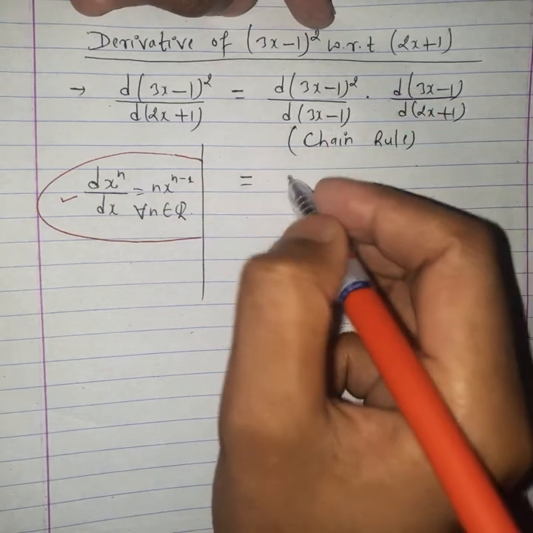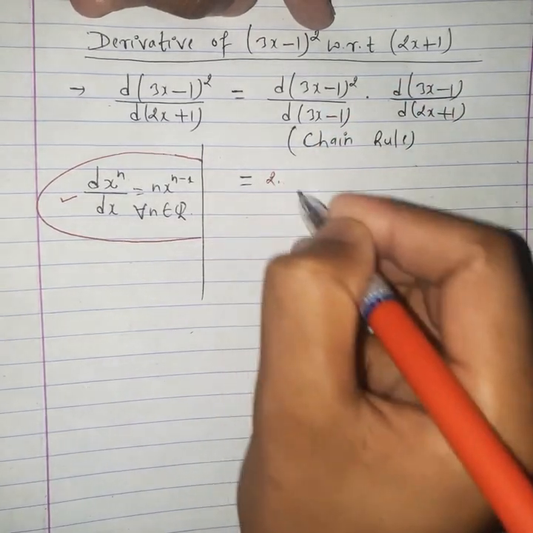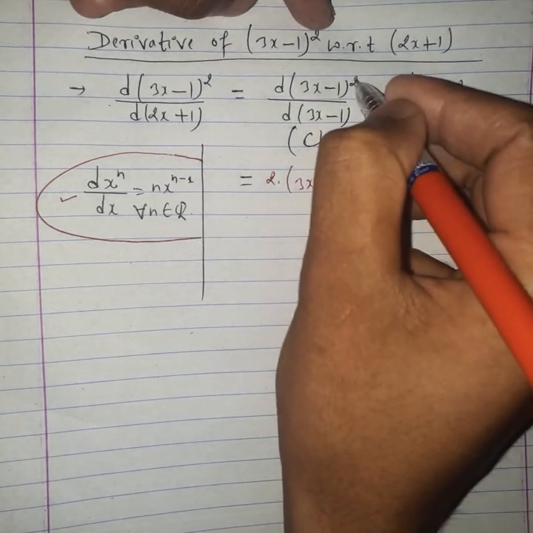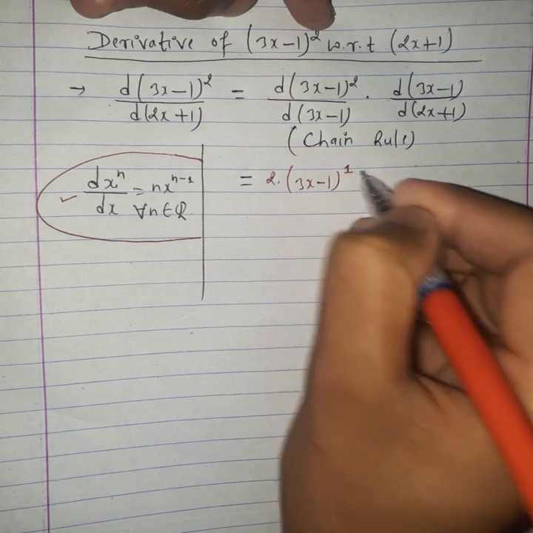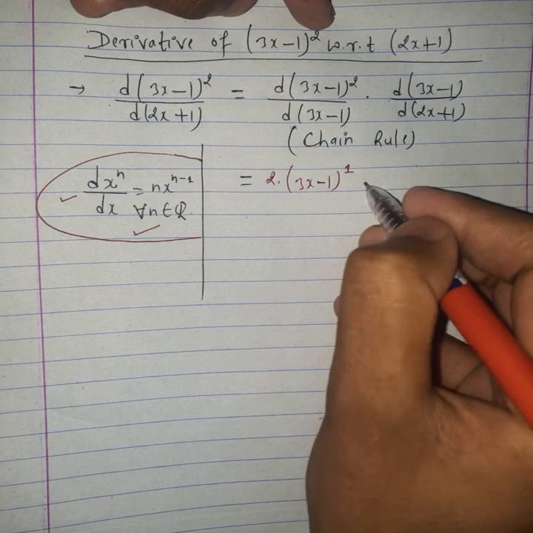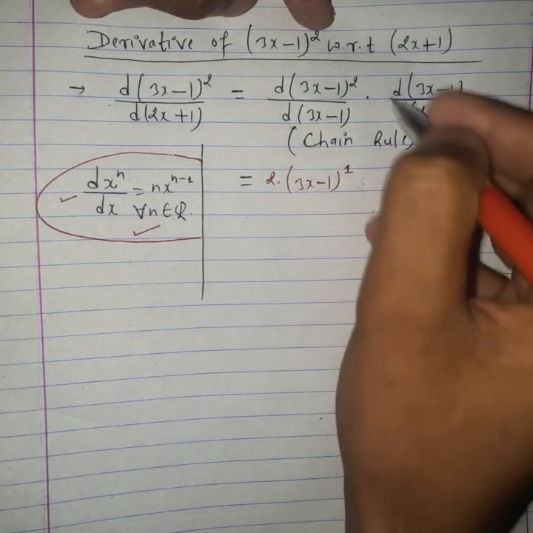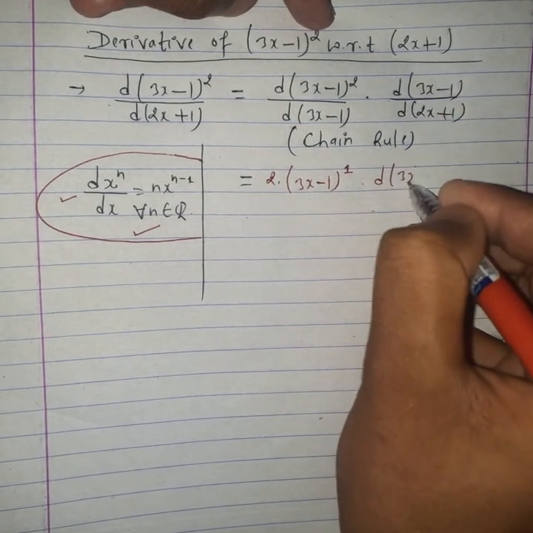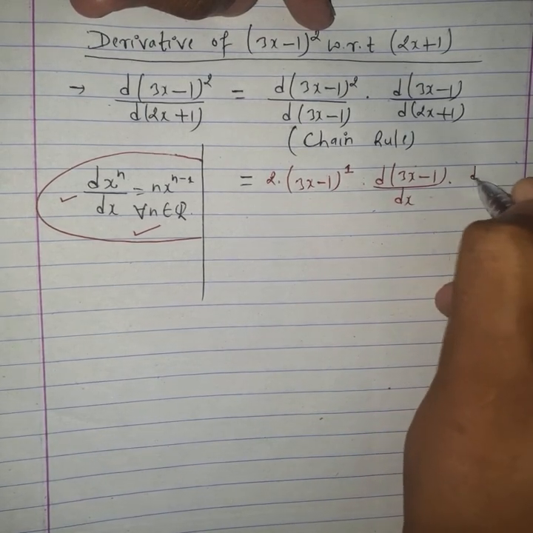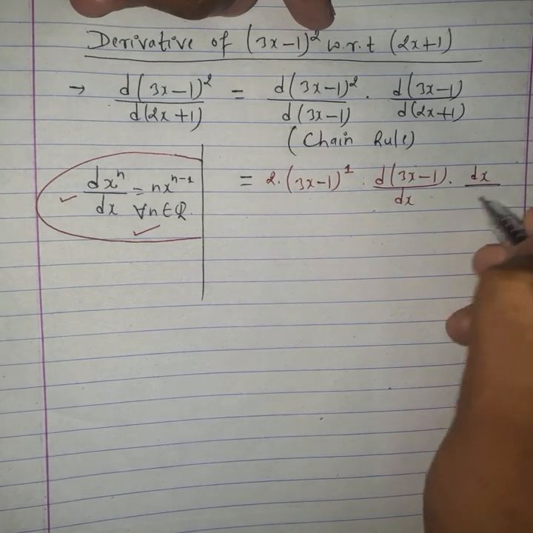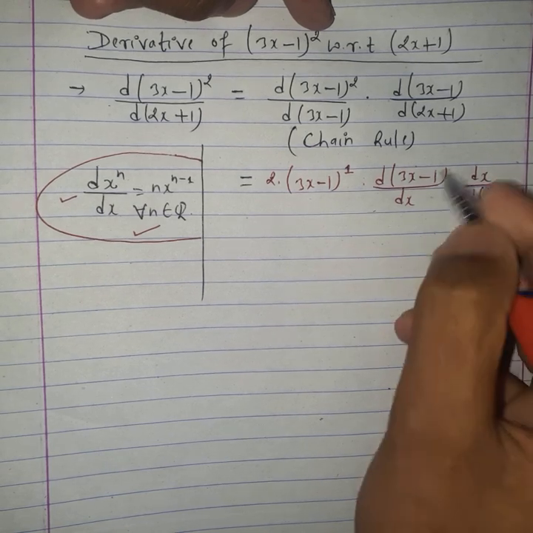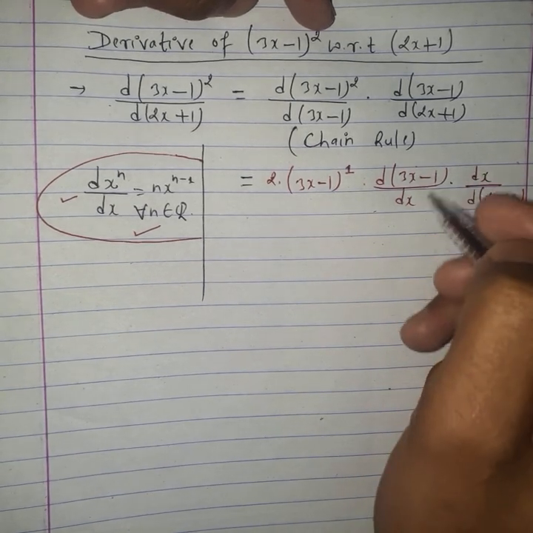Here we use the same formula. The power is 2, so 2 times (3x minus 1) raised to the power 2 minus 1, and 2 minus 1 gives just 1. We use this formula on the first expression, times the derivative of 3x minus 1 with respect to x, times the derivative of x, over the derivative of 2x plus 1. Here we just use the chain rule. This is also called the chain rule.